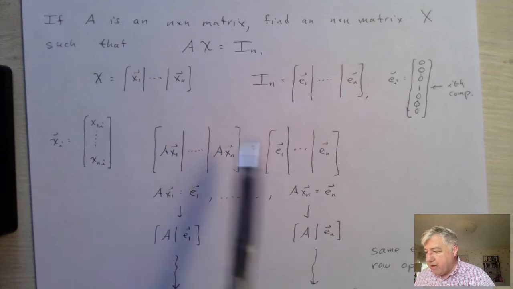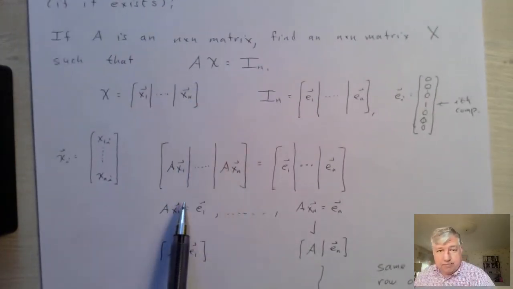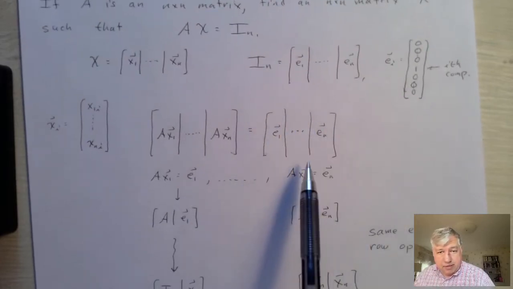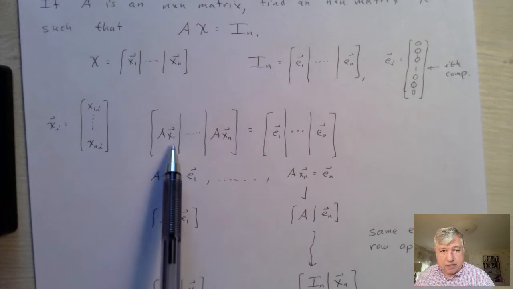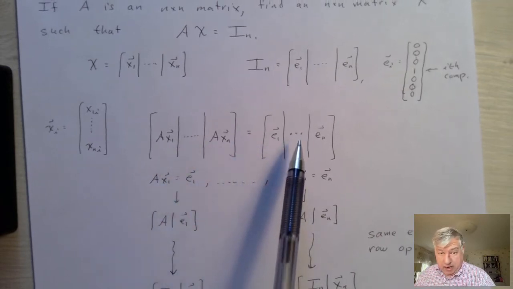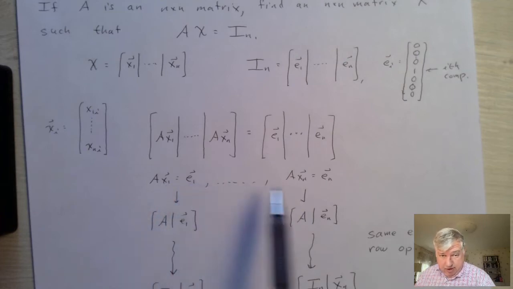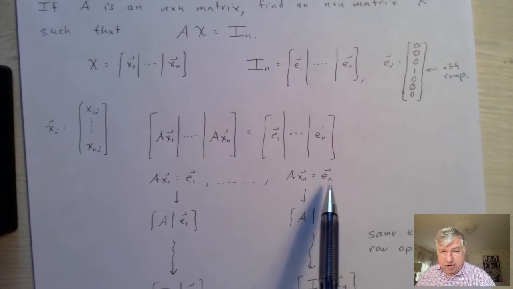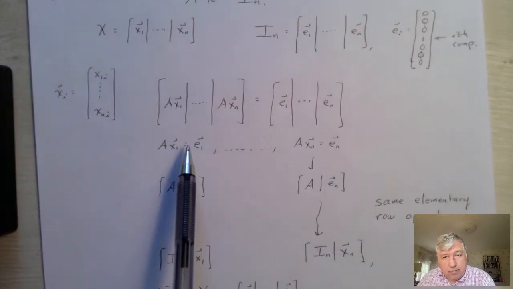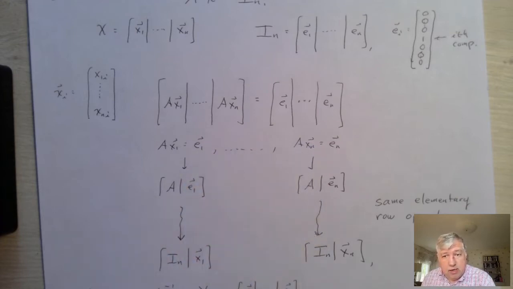And then AX becomes this, and In becomes this. What it says is this column has to equal this column, the second column has to equal the second column here, and so on. So we get AX1 equals E1 and AXn equals En. And what we have is basically n equations which are almost identical.